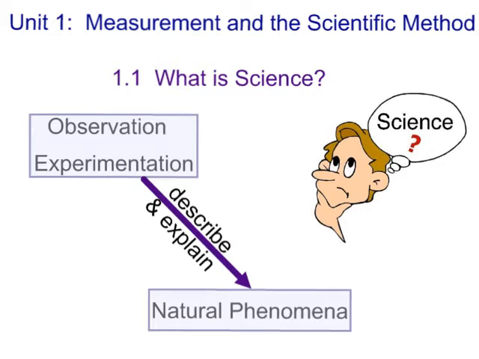So let's get started with the very first section, 1.1, what is science? And that's a really good question. Have you ever thought of that? What does it mean, science, after all? For the most part, science is based on observations and experimentation. So scientists rely on observing and experimenting in order to describe and explain natural phenomena. That's pretty much what science is all about.